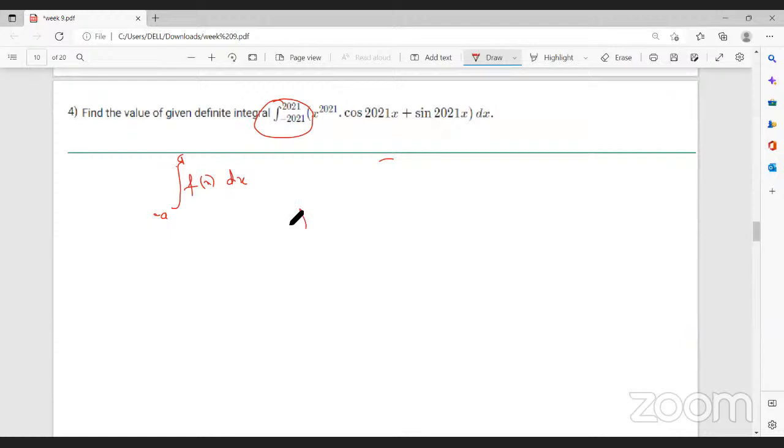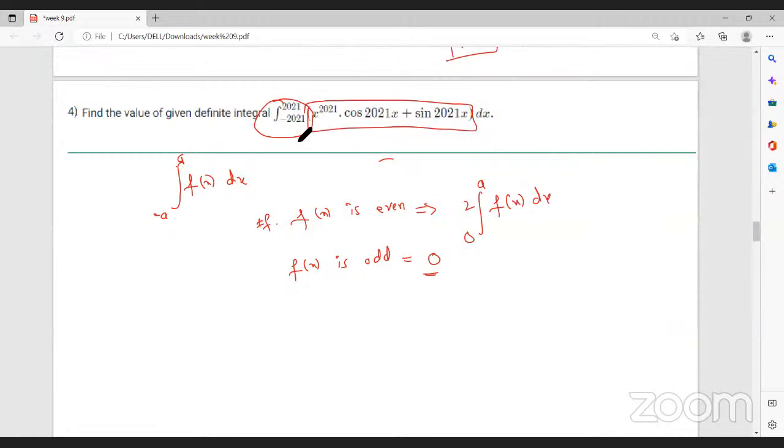If f of x is even, then that integral will become twice the integral from 0 to a of f of x dx. Now if f of x is odd, the value of the whole integral will simply become 0. So if f of x is even, the integral will be twice the integral from 0 to a of f of x dx. If f of x is odd, it will be simply 0.